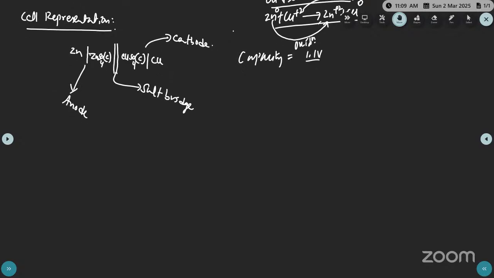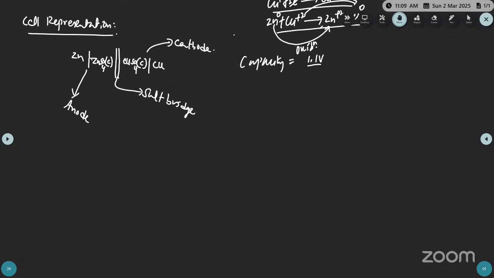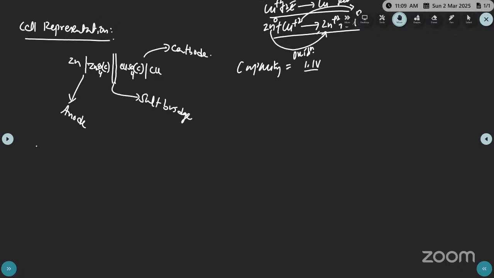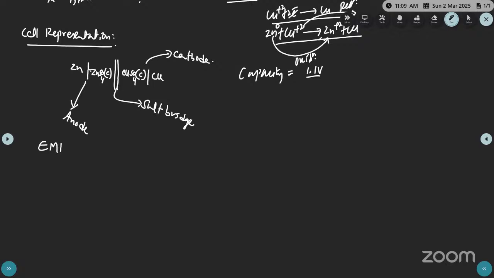Next, EMF of the cell. So it is also known as E cell. EMF of the cell or E cell, cell potential. E means potential, potential of the cell. EMF means potential of the cell, so we can also represent it with E cell or EMF. What is EMF or E cell? EMF is nothing but cell potential.